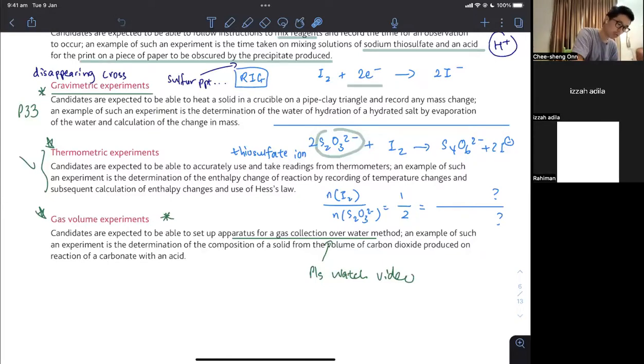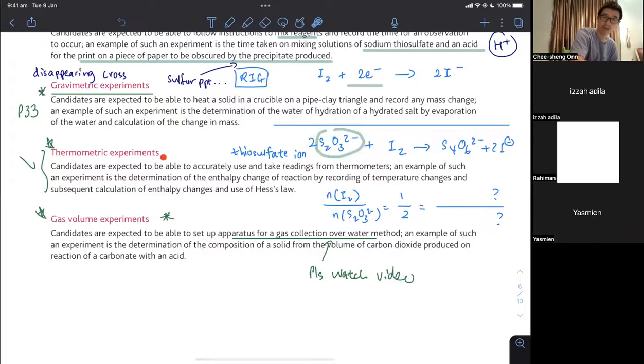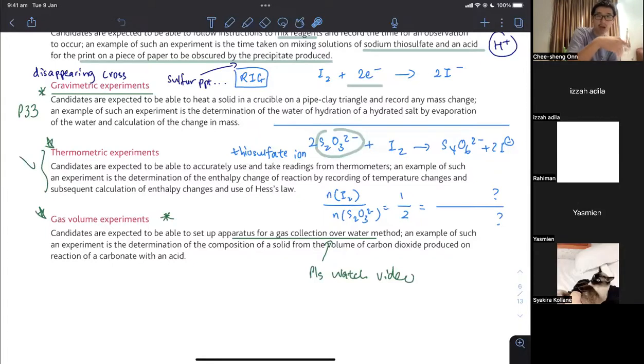So thermometric experiments can come in various methods. They can come as thermometric titration. They can come as metal displacement, a more reactive metal displacing a less reactive metal. They can also come up as neutralization reactions. They can come up as a carbonate plus acid kind of reaction. They can come out as anything as long as they involve reading a thermometer. That is the most important idea. Gas volume experiments have been very, very popular since 2016 onwards.